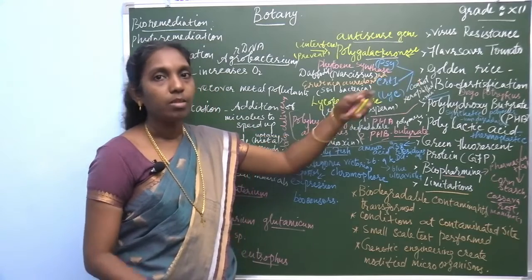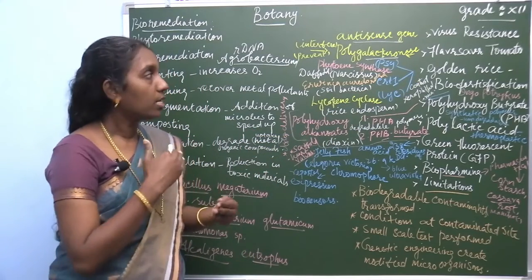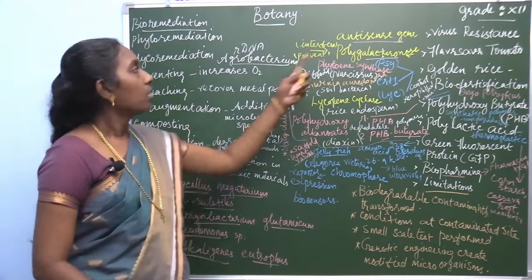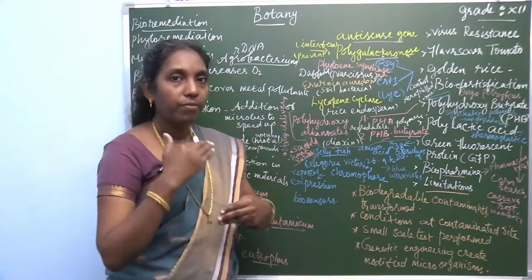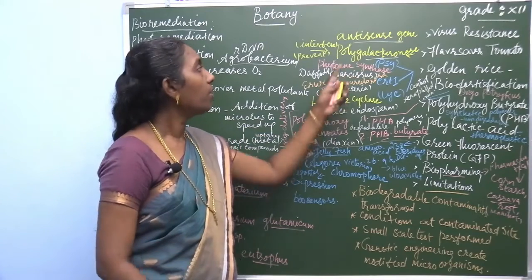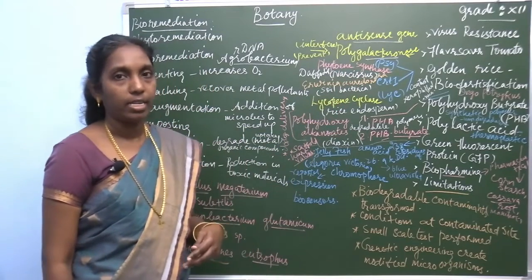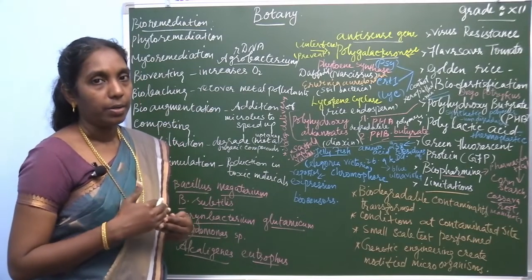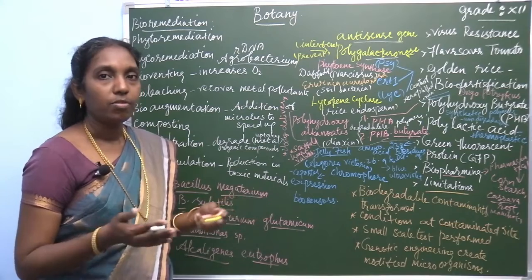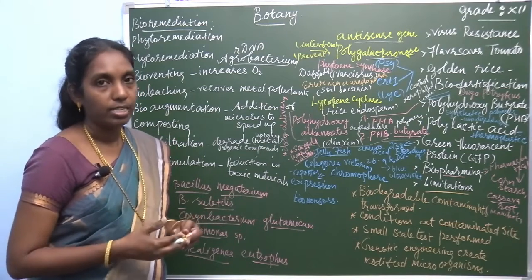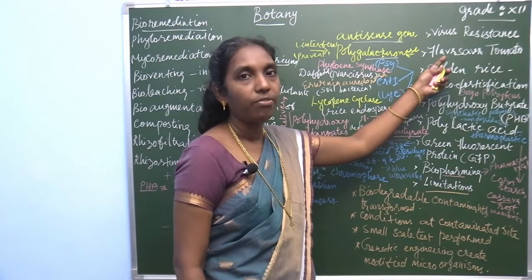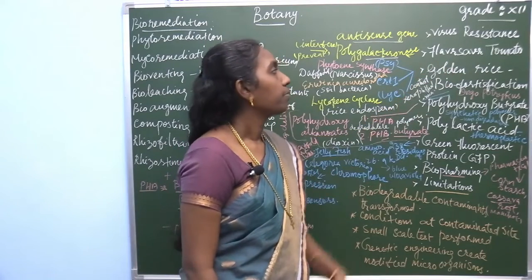The antisense gene prevents the production of the polygalacturonase enzyme, so that it delays the process of ripening. So it can be transported over very long distances in a solid state. In such a way this tomato is modified as a transgenic.